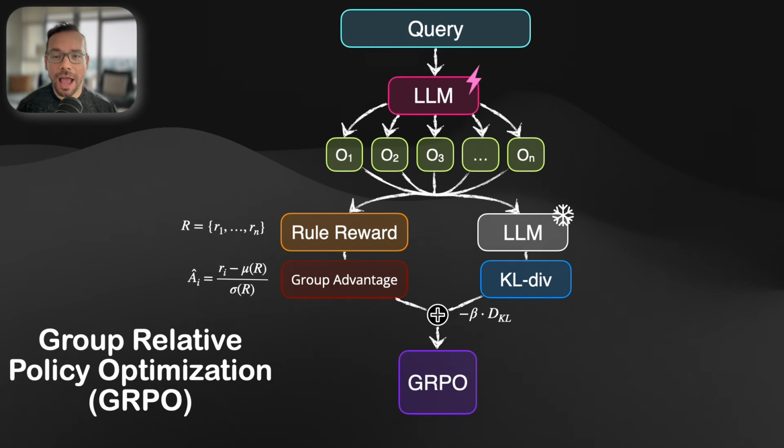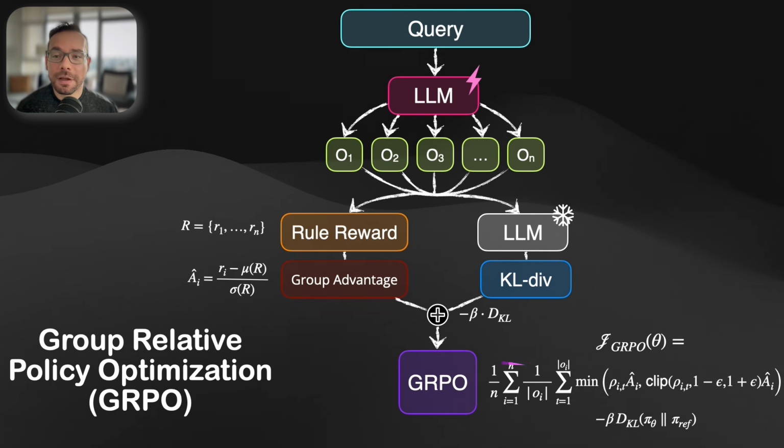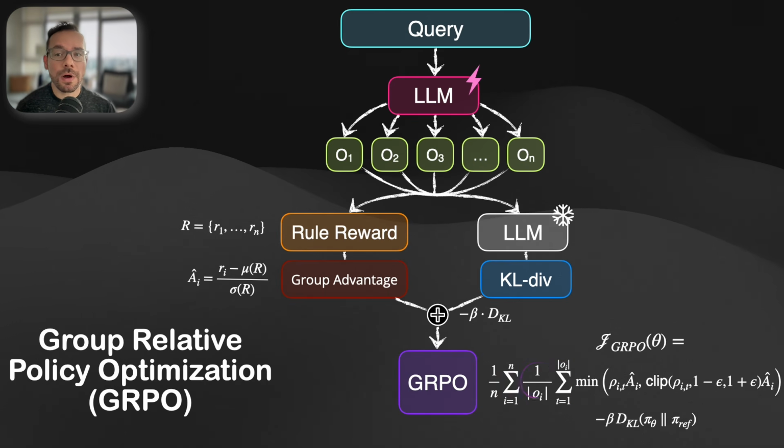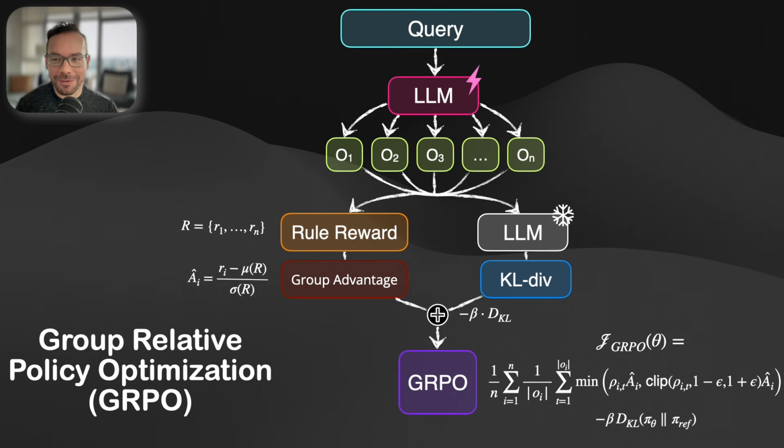Let us look at how this equation is structured. The outer summation averages over all n completions in our group, while the inner summation averages across every individual token in that completion. Notice the 1 over length normalization factor. That is so important. It prevents the model from gaming the loss by simply generating overly verbose text to accumulate reward.